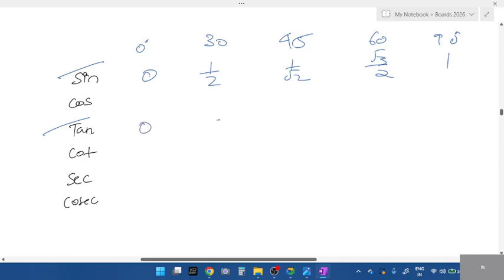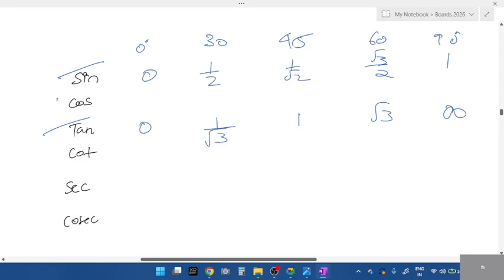Tan. Memorize tan. Tan starts from 0. Then 1 by root 3. Then 1 as it is and root 3. Undefined. Mostly undefined we don't use, students. 90 degree, tan 90 we don't use. Undefined. Cot is just the opposite of that. Reverse. Okay, write it in reverse order. That becomes cot.